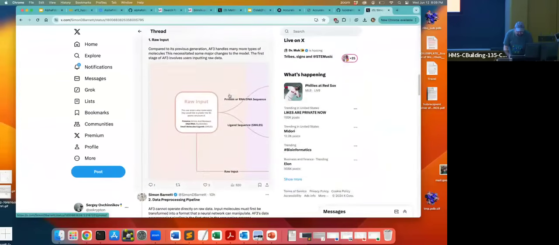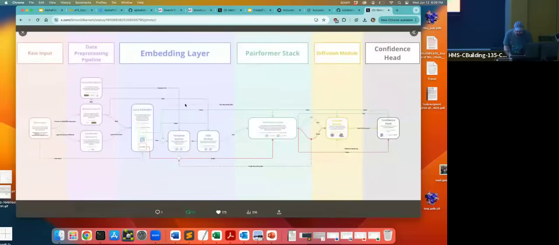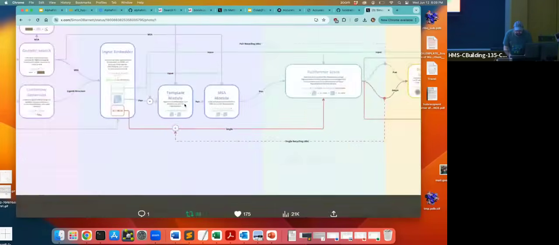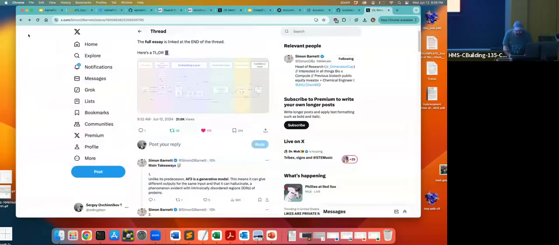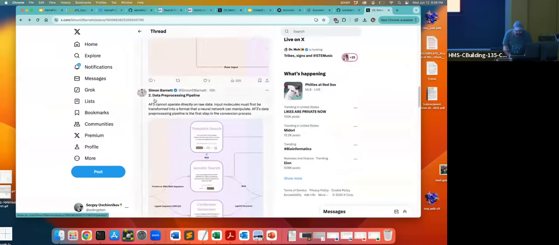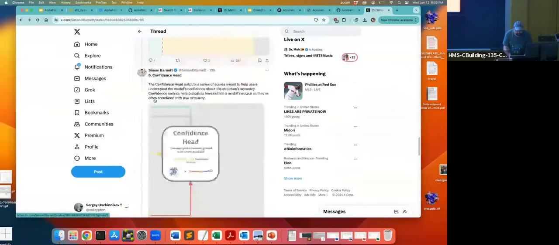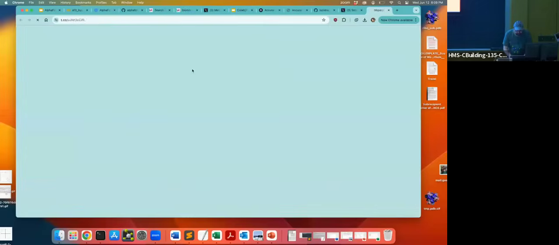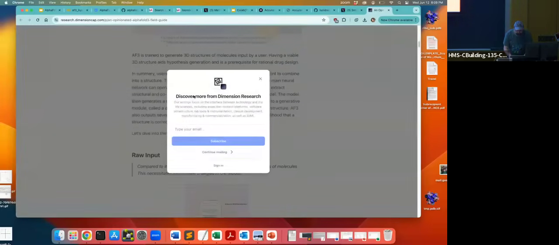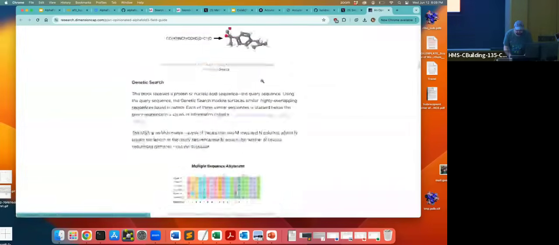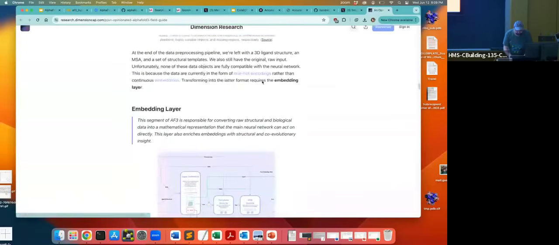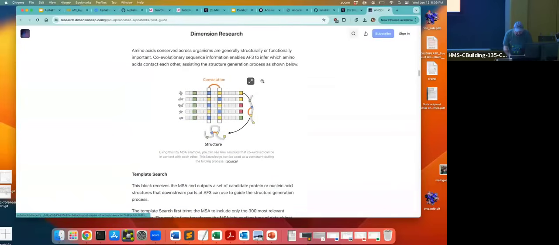But he does go through in great detail about every single step of what each part of AlphaFold3 is doing, and actually has a nice breakdown of every single step. And I think it ends with an actual blog post that probably has lots of cool stuff. So definitely check it out. I think I recognize that image from somewhere.